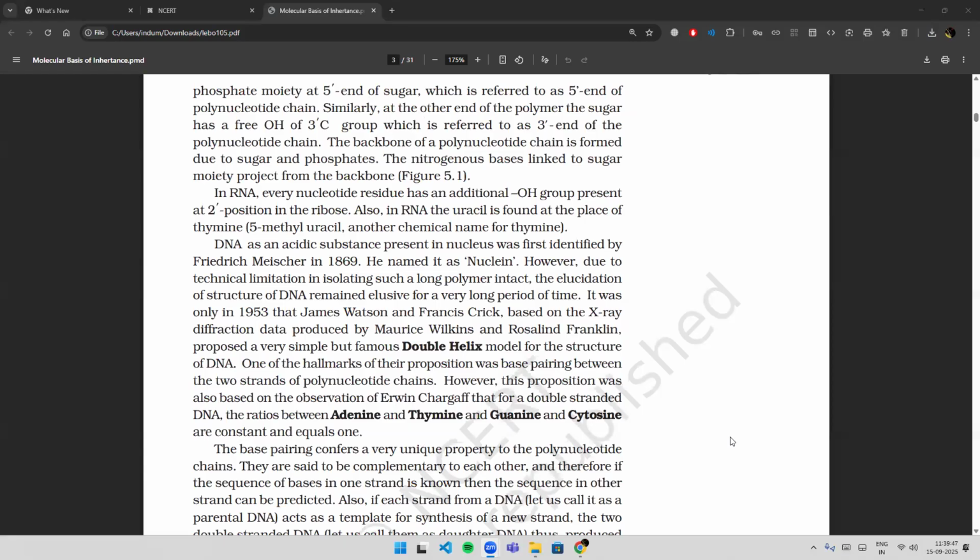The backbone of a polynucleotide chain is formed due to sugar and phosphates. The nitrogenous bases linked to sugar moiety project from the backbone. Figure 5.1. In RNA, every nucleotide residue has an additional OH group present at 2' position in the ribose. Also, in RNA, the uracil is found at the place of thymine, 5-methyl uracil being another chemical name for thymine.